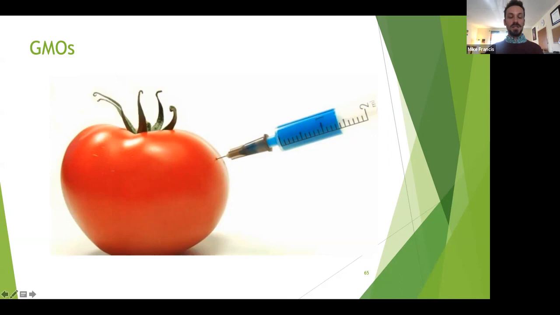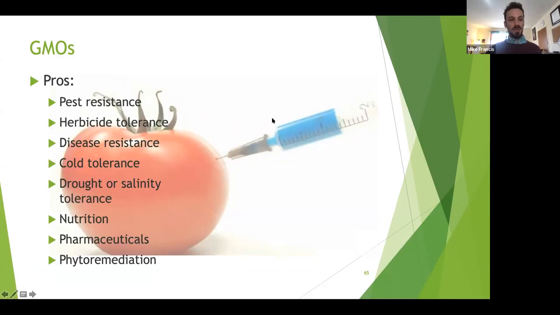So I want to talk about GMOs. I didn't do a ton of GMO research, but they also have pros and cons. So pros, you can make crops that are pest resistant, disease resistant.